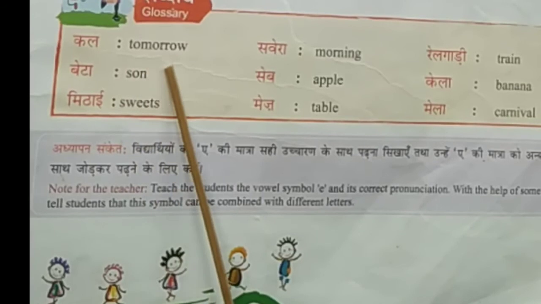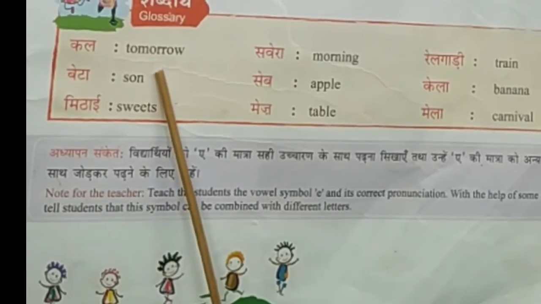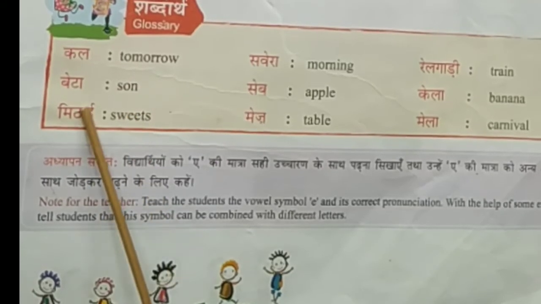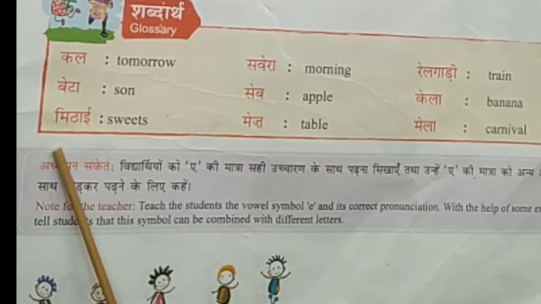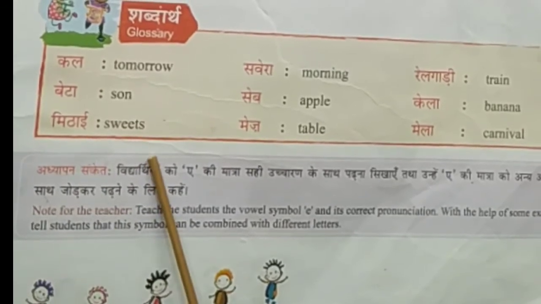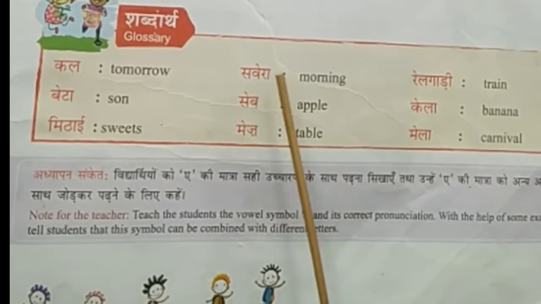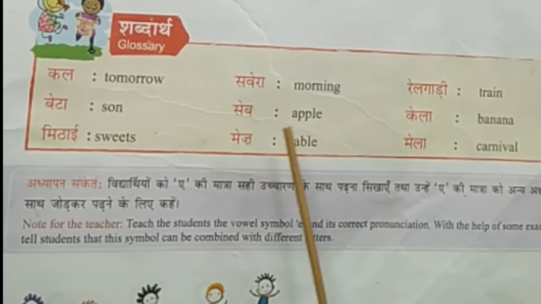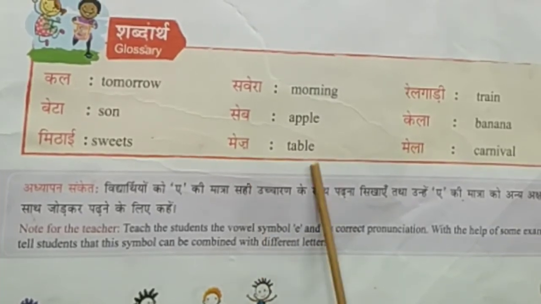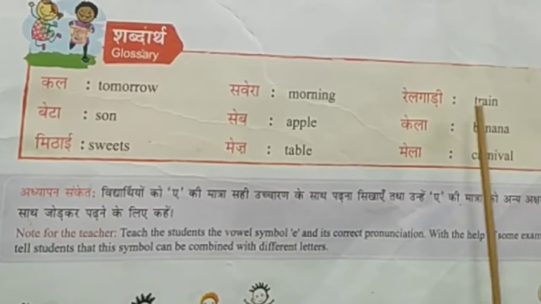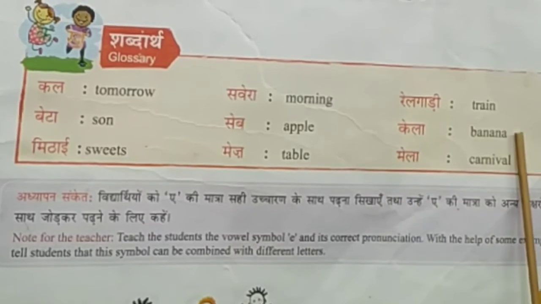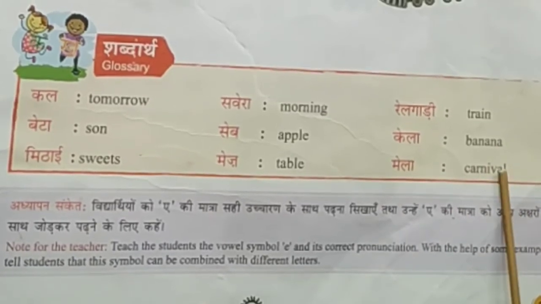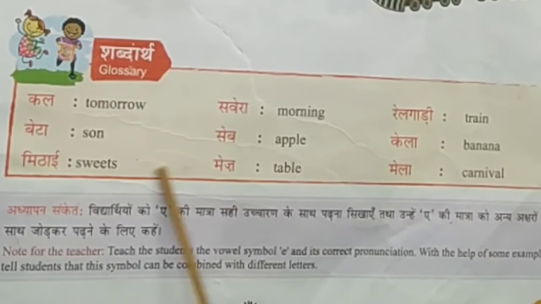See, there are 9 meanings. Read it. Kal, tomorrow. Beta, sun. Mitai, sweets. Savera, morning. Save, apple. Maze, table. Railgadi, train. Kela, banana. Mela, carnival. So this meaning, you read and study.